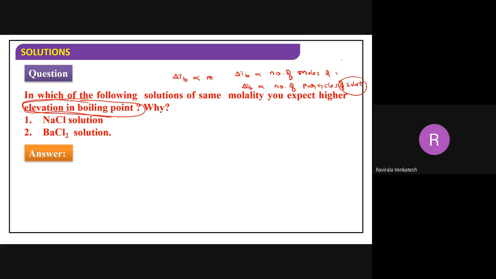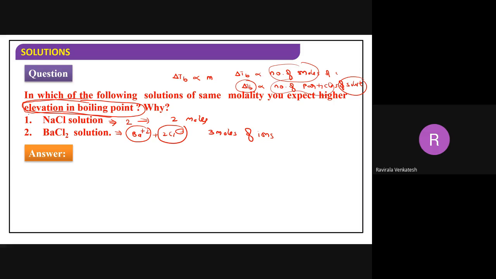Now tell me, which is the correct answer? Bhuvaneshwari? Sir, BaCl2. How many particles do we get here? BaCl2 gives Ba2+ plus 2 moles of Cl minus. So how many moles are we getting here? 1 mole plus 2 moles, total 3 moles of ions. Here, how many moles do I get? 2 moles of ions. So elevation of boiling point depends upon the number of moles of solute, or the number of particles of the solute.